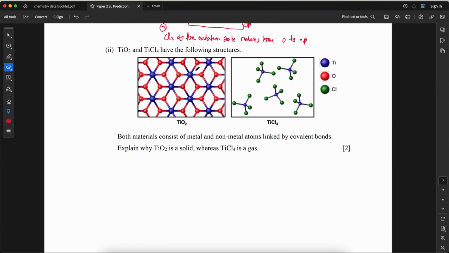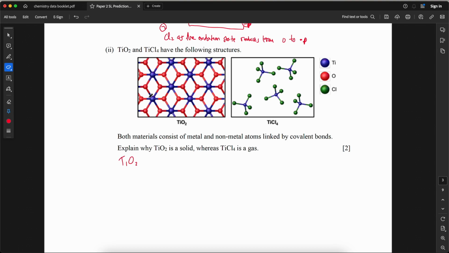TiO2 and TiCl4 have the following structure. Both materials consist of metal and non-metal atoms linked by covalent bonds. Explain why TiO2 is a solid, whereas TiCl4 is a gas.